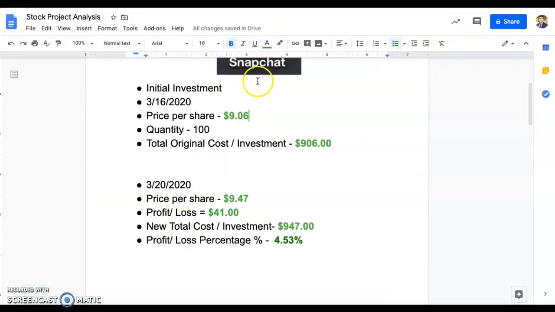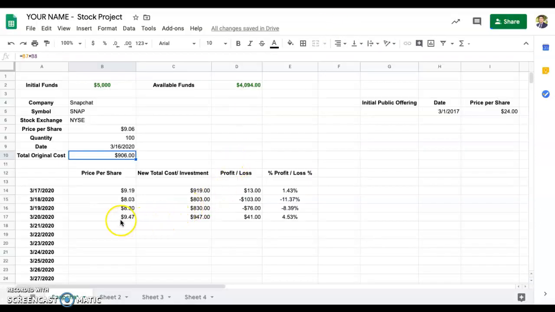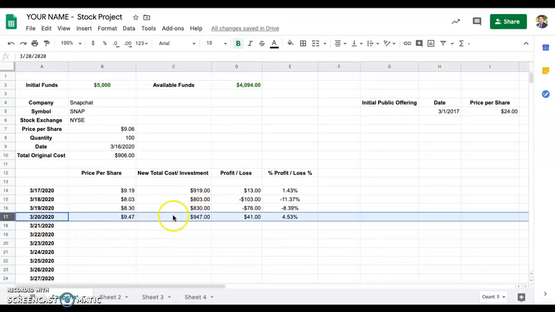Then you're going to calculate the profit and loss, your new total cost of investment, and your profit and loss percentages. You will get all that information from today's stock price. So you need to calculate your new total cost, your profit and loss, and your profit and loss percentage.